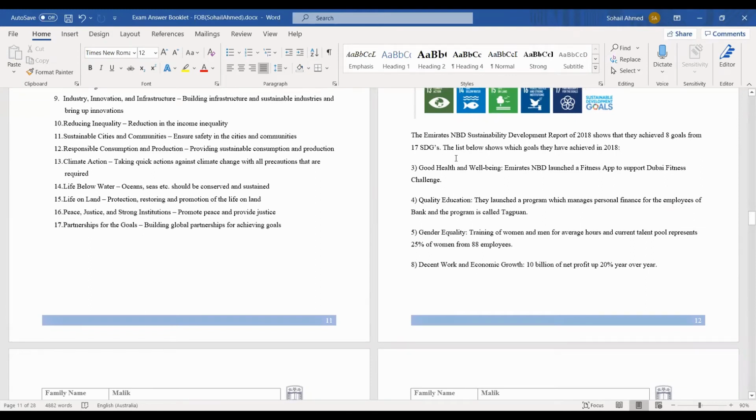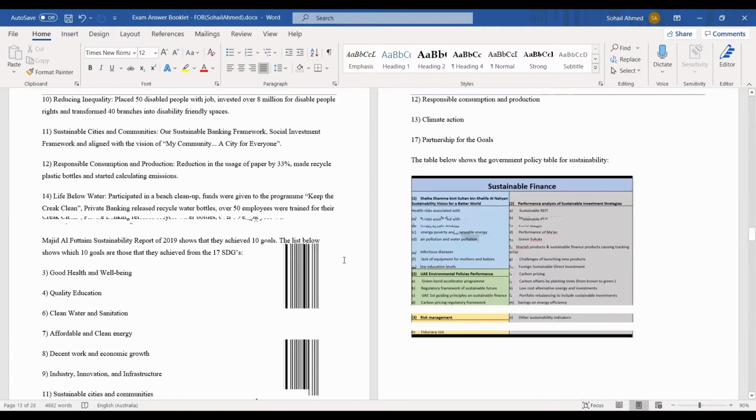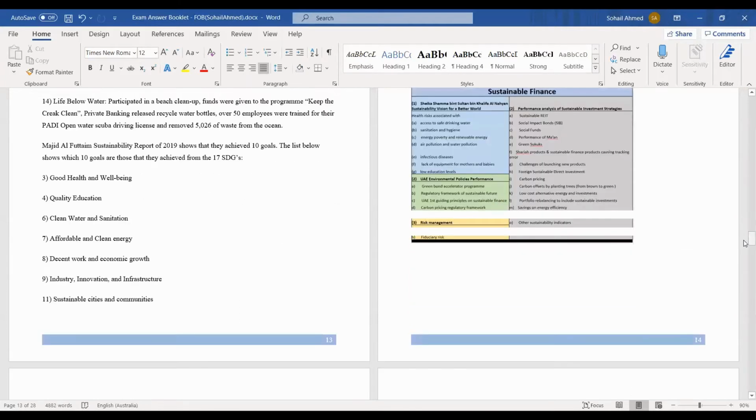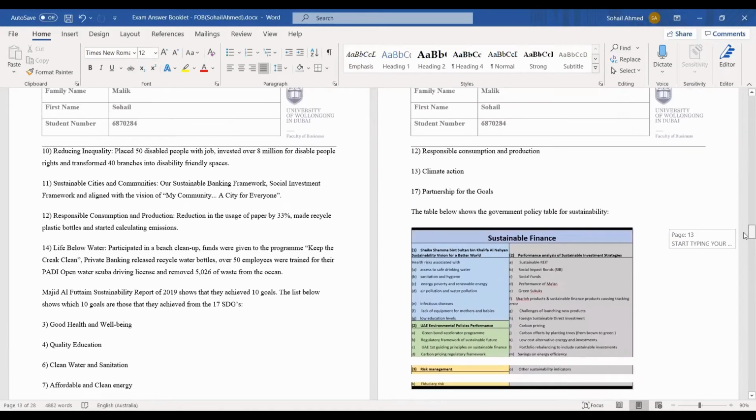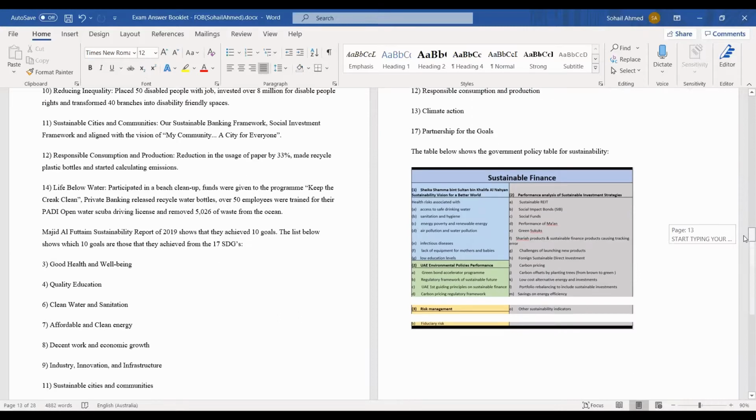Number one is good health and well-being, quality education, gender equality, decent work and economic growth, reducing inequality, sustainable cities and communities, responsible consumption and production, life below water. And the Marginal Futem Sustainability Report of 2019 shows that they achieved 10 goals. Those are good health and well-being, quality education, clean water and sanitation, affordable and clean energy, decent work and economic growth, industry innovation and infrastructure, sustainable cities and communities, responsible consumption and production, climate action, partnership for the goals. And this table shows the government policy for sustainability.